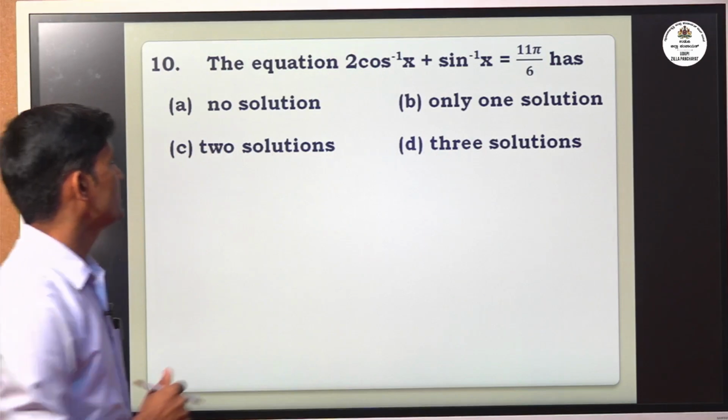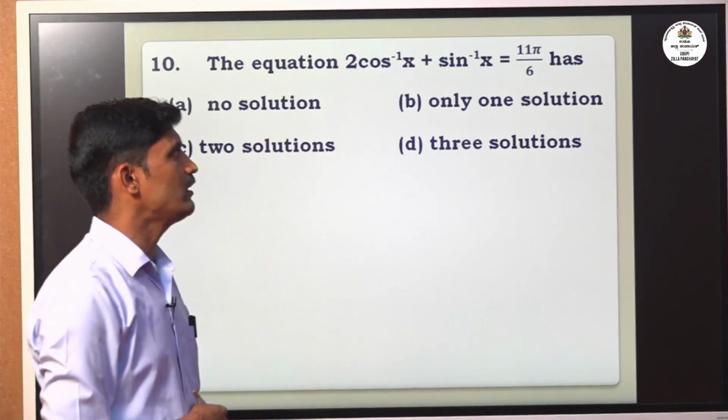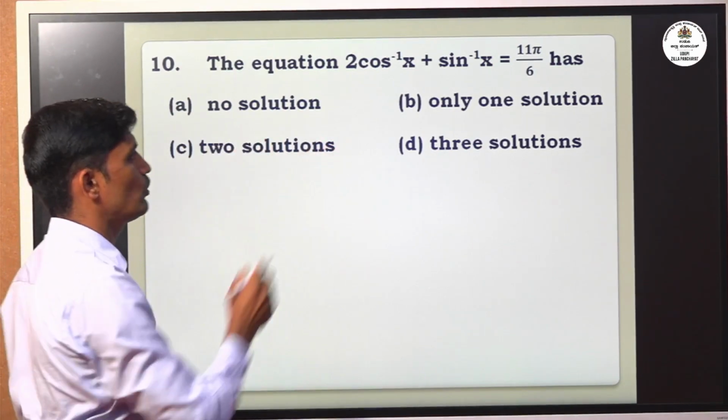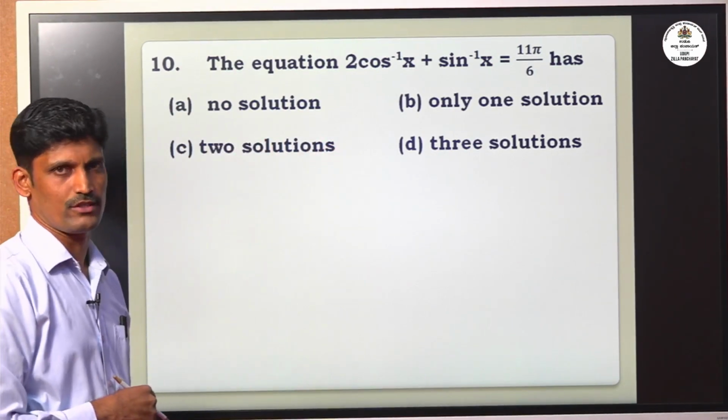Next, 10th question, the equation 2 cos inverse x plus sin inverse x equal to 11π/6, then it has no solution, only one solution, two solutions or three solutions.